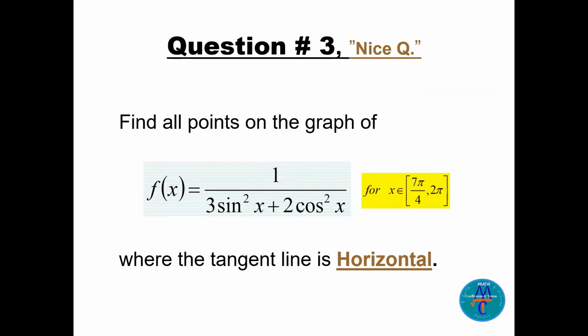Find all the points on the graph where the tangent line is horizontal for this function: 1 over 3 sine squared of x plus 2 cosine squared of x, with x between 7 pi over 4 closed and 2 pi.